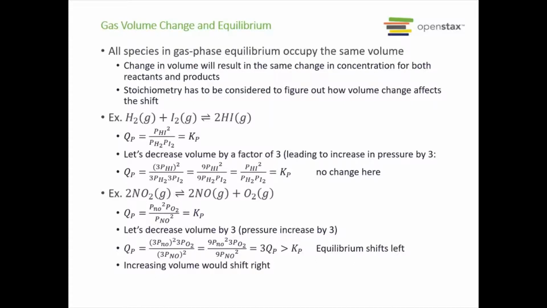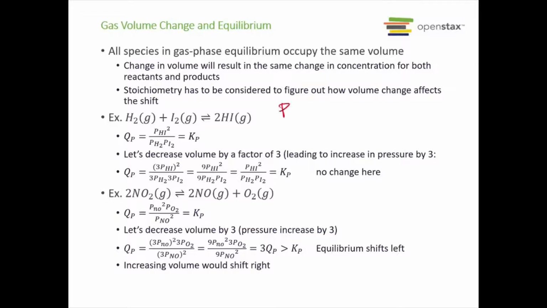So for example, the reaction of hydrogen and iodine gas making hydrogen iodide, we can say QP is equal to the partial pressure of HI squared over the partial pressure of hydrogen times that of I2, and that's equal to Kp. Now let's go ahead and say that we're going to decrease our volume by a factor of 3. And what this does is it's going to increase our pressure by 3.